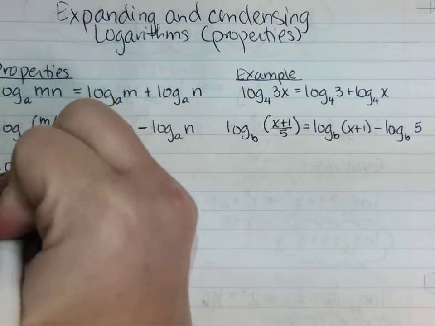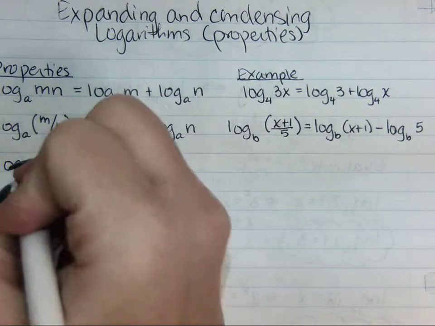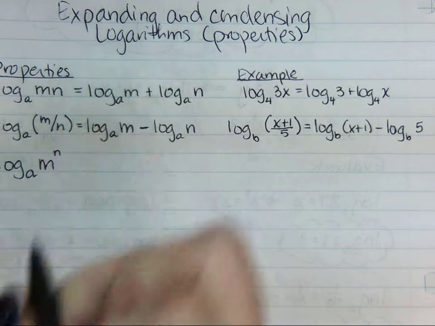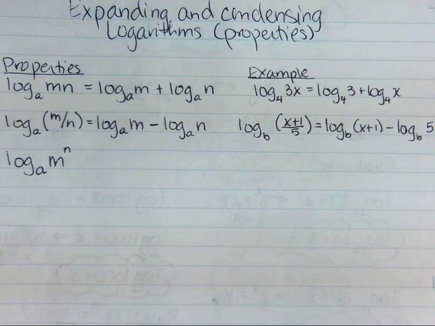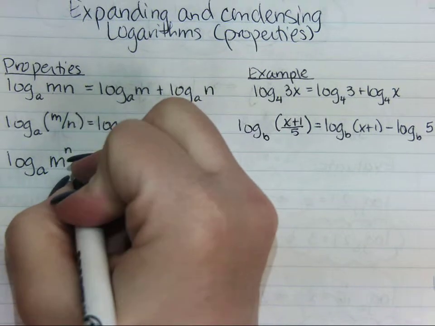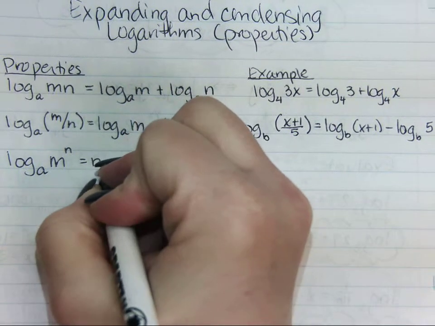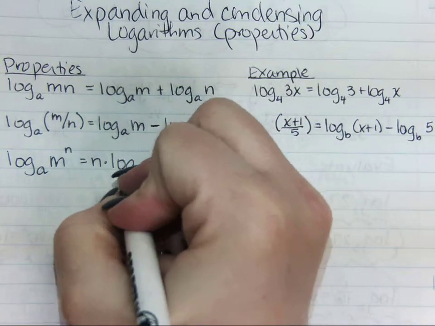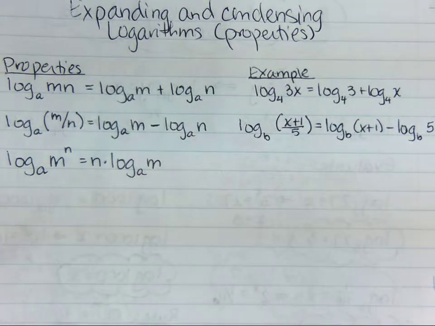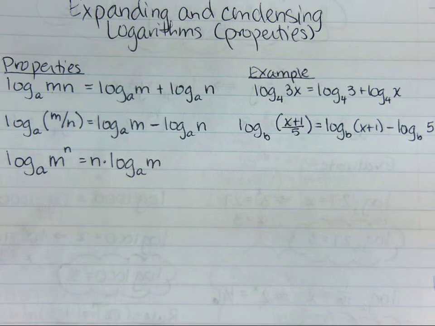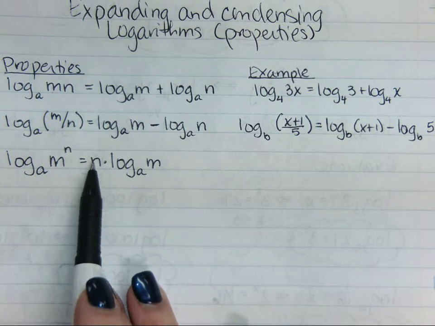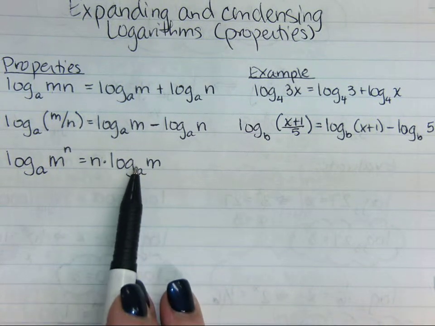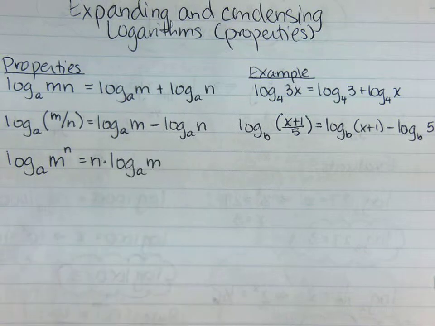And our third rule, log base a of m to the n, meaning now that we have an exponent, means that whatever the exponent is goes out front as a multiplicative factor, and then we have log base a of the factor. This is going to help us go backwards. If we see a number being multiplied in front of the log of a certain base, that can be written as the exponent to that value.